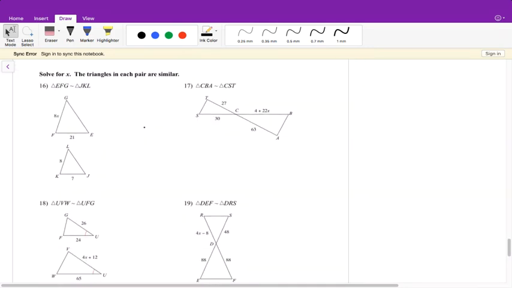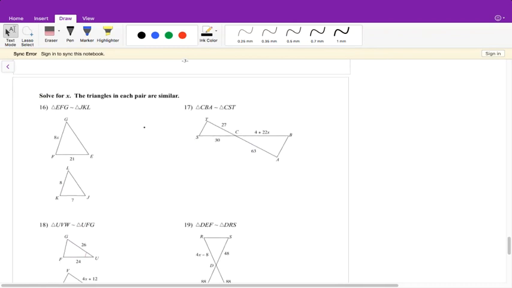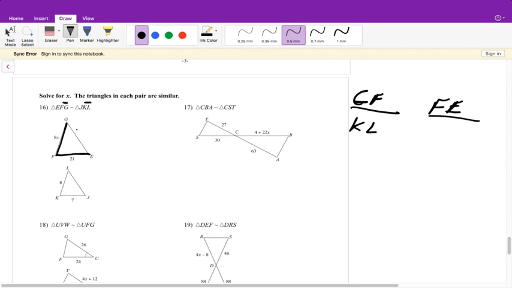All right, now for the last 5, we're asked to solve for x. So first off, where is x? X is GF. So I'm going to write GF over here. And what does GF correspond with? It's the last 2, so it corresponds with KL. All right, then I look and see, well, the other side of the triangle I have is FE. I need to stay consistent. GF was in the numerator, so FE has to be in the numerator, and that corresponds with JK. All right, that sets up my proportion.